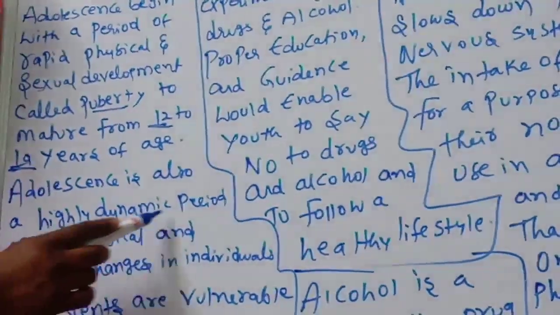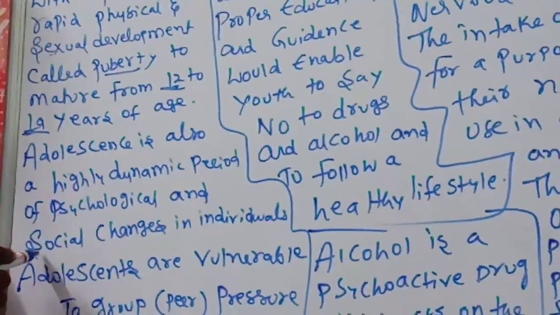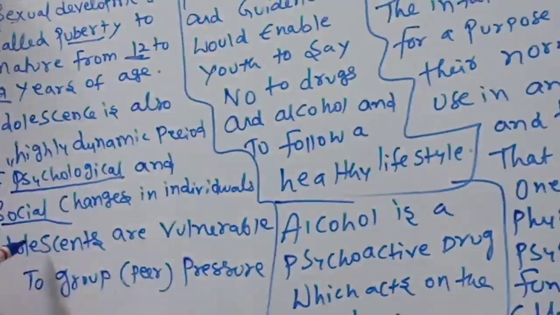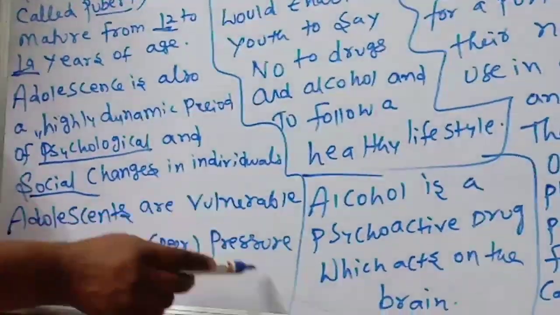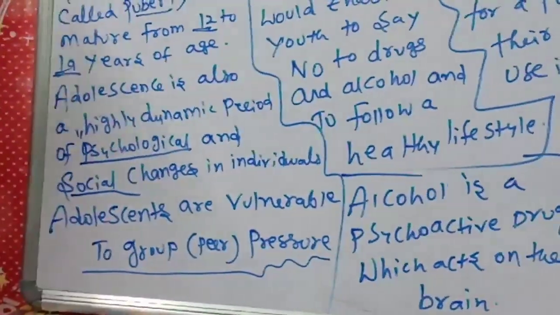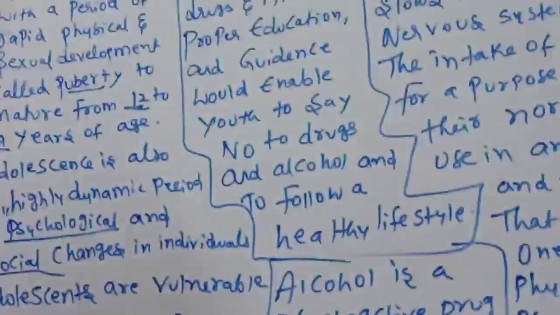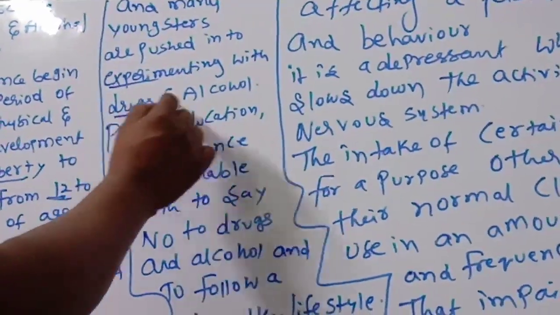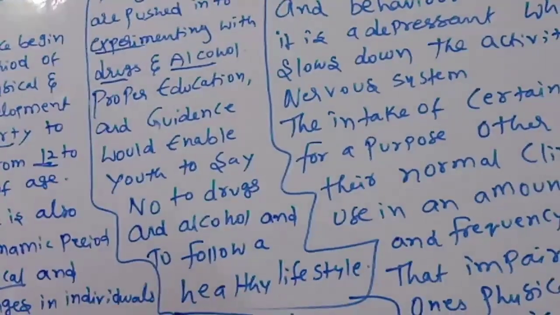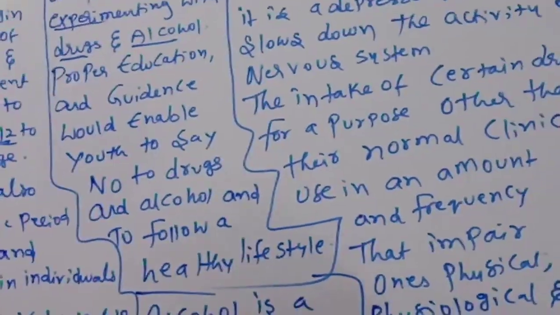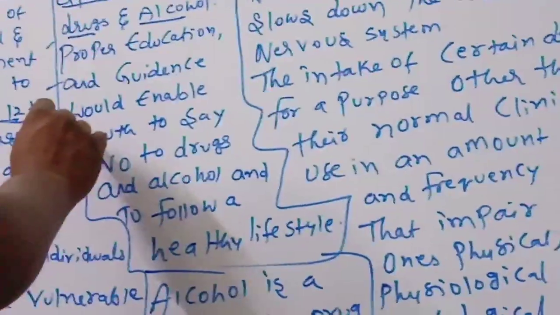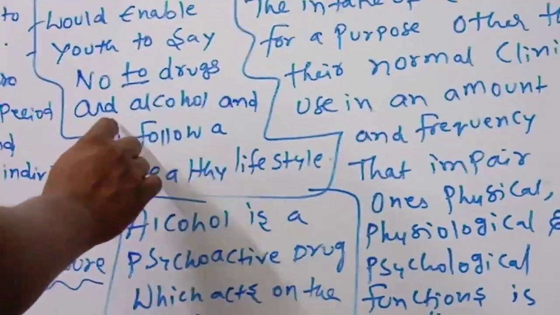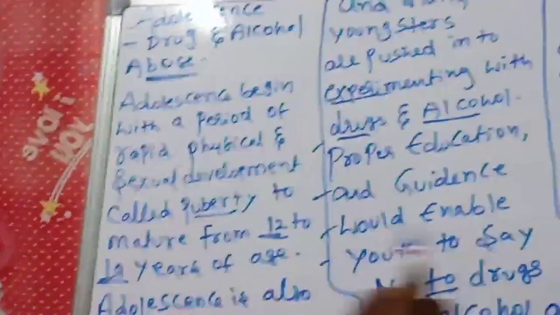Adolescence is also a highly dynamic period of psychological and social changes in individuals. Adolescents are vulnerable to group pressure. So peer pressure is common. Whatever the friend tells, we are ready to do, they will feel like that. Many youngsters are pushed into experimenting with drugs and alcohol. So proper education and guidance would enable youth to say no to drugs and alcohol and to follow a healthy lifestyle.